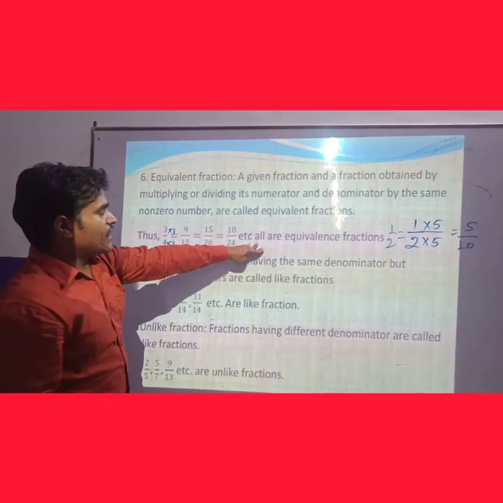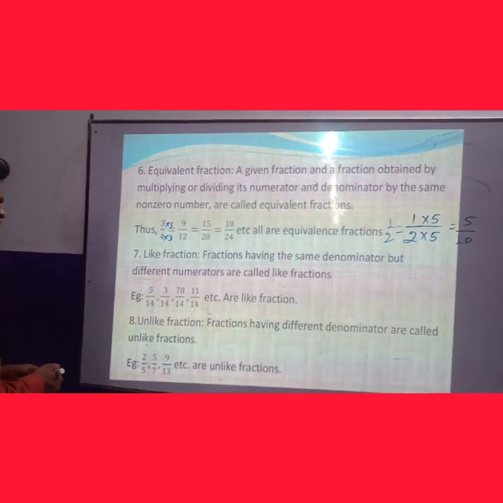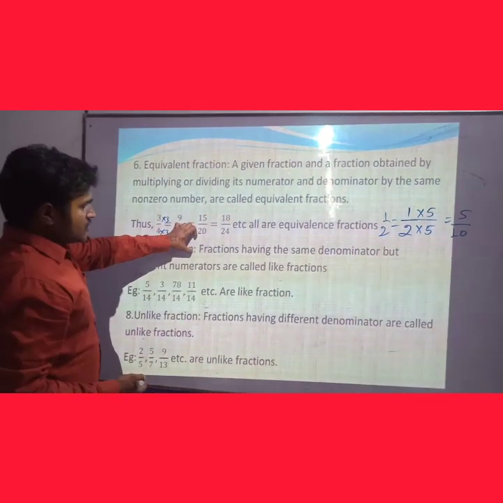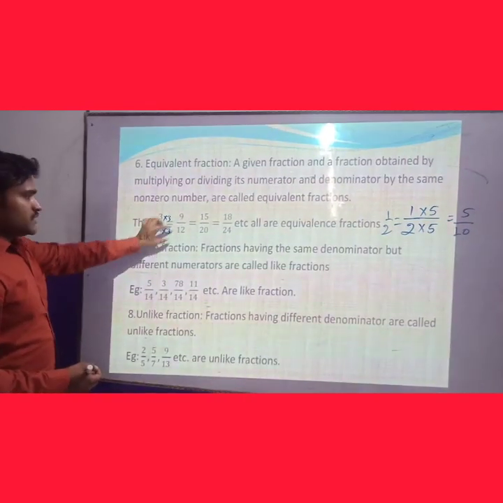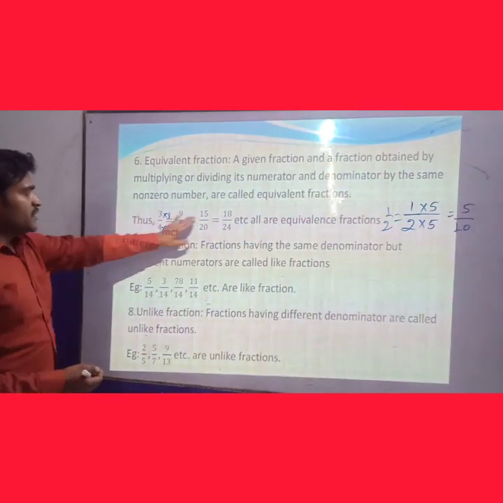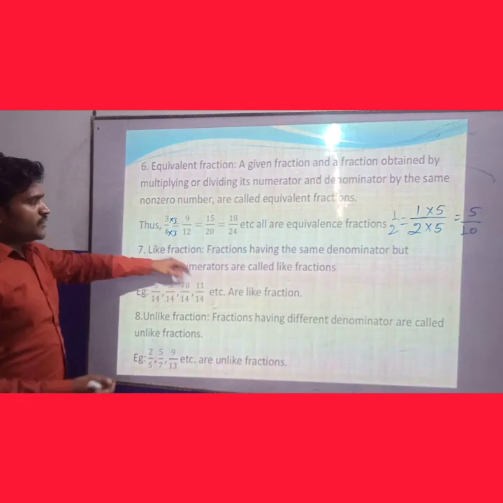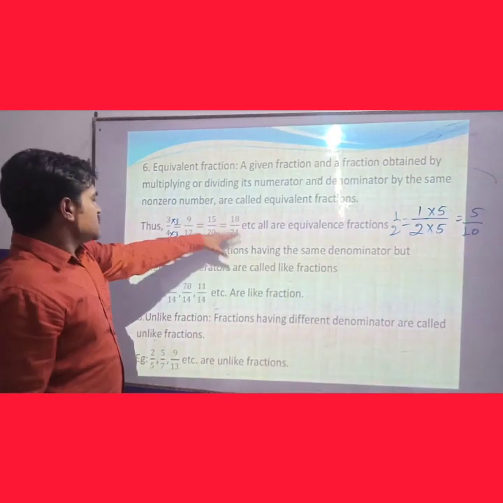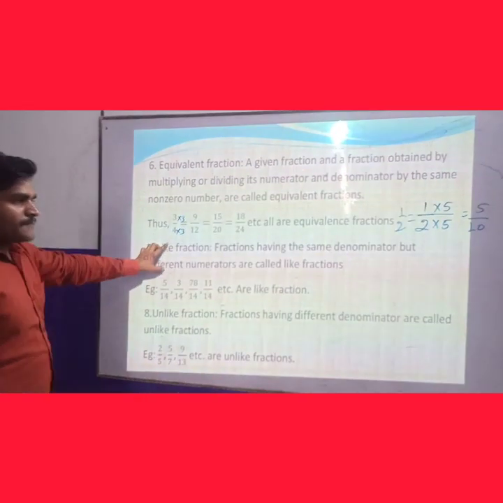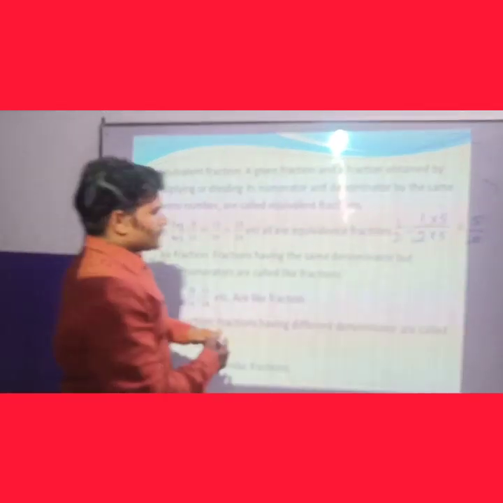So these all are equivalent fractions, because when we reduce them, we get 3 upon 4. 9 upon 12 is also 3 upon 4. 15 upon 20 is also 3 upon 4. 18 upon 24 is also 3 upon 4. Okay. So like that, one more example.